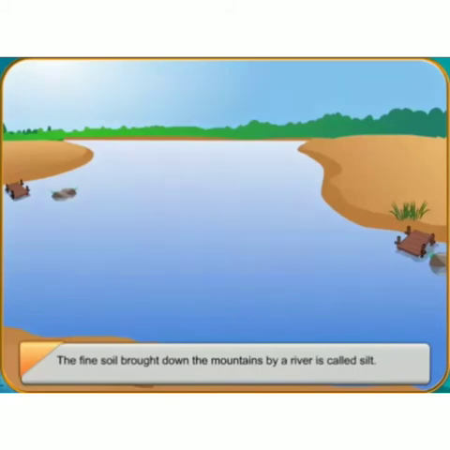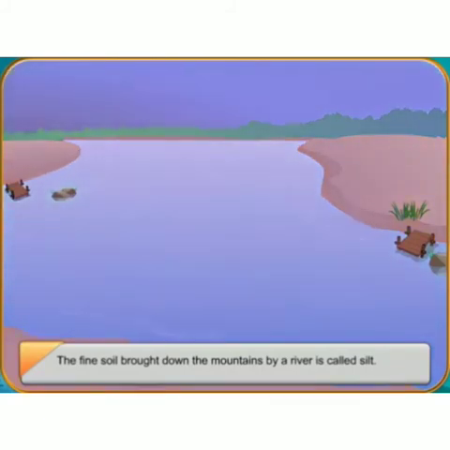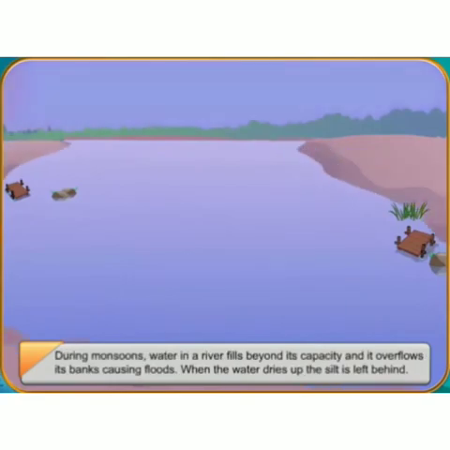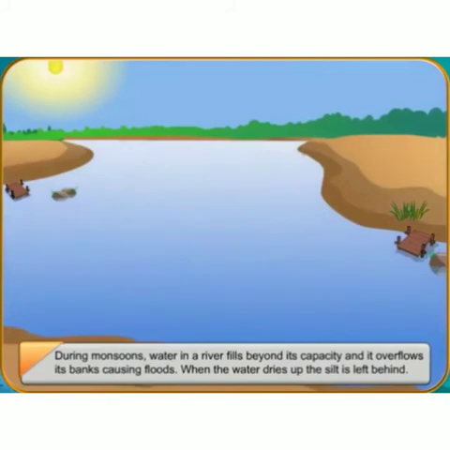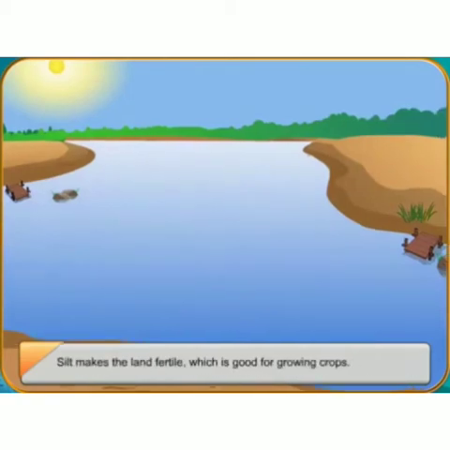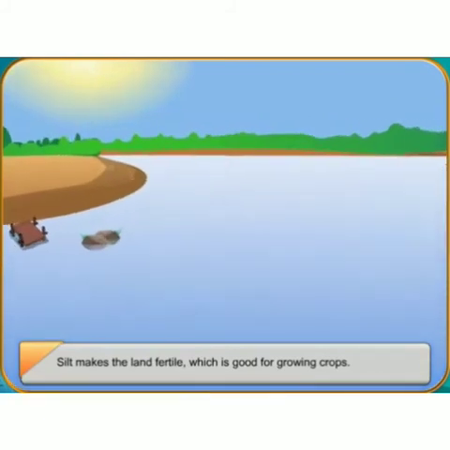The fine soil brought down the mountains by a river is called silt. During monsoons, water in a river fills beyond its capacity and it overflows its banks, causing floods. When the water dries up, the silt is left behind. Silt makes the land fertile, which is good for growing crops.